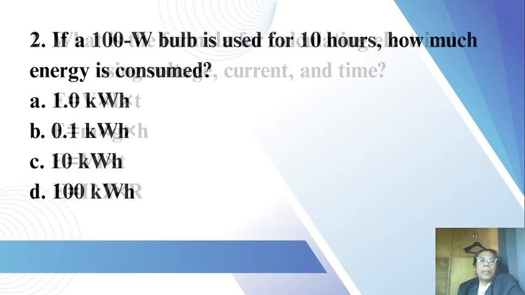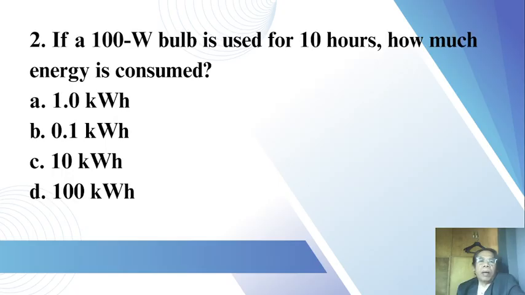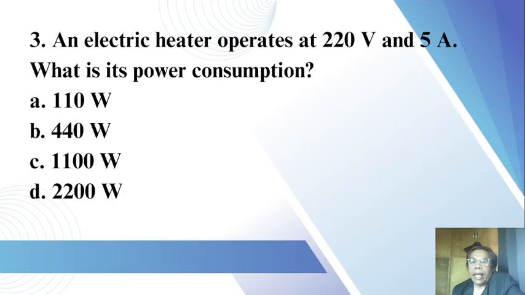So next, number 2. If a 100-watt bulb is used for 10 hours, how much energy is consumed? Letter A, 1.0 kilowatt hour. Letter B, 0.1 kilowatt hour. Letter C, 10 kilowatt hour. Letter D, 100 kilowatt hour. Next, number 3. An electric heater operates at 220 volts and 5 amperes. What is its power consumption? Letter A, 110 watts. Letter B, 440 watts. Letter C, 1,100 watts. Letter D, 2,200 watts.